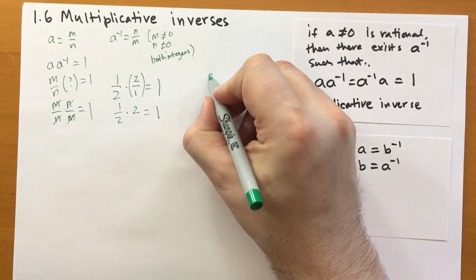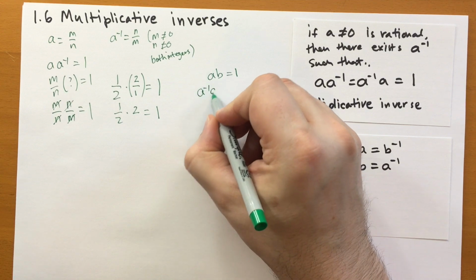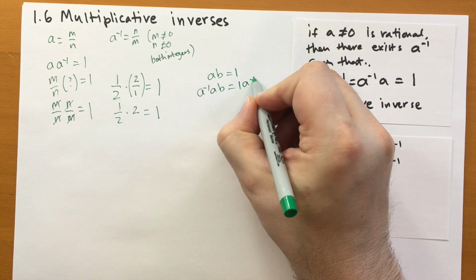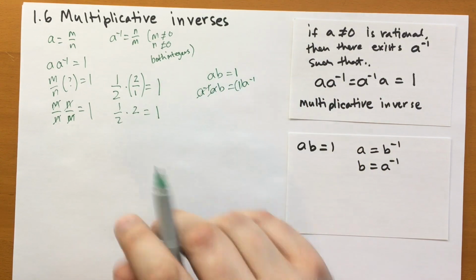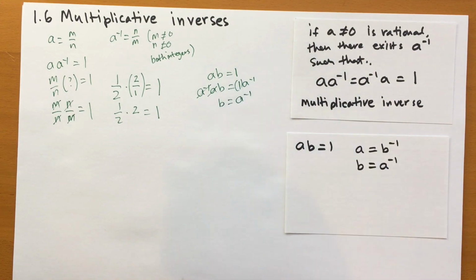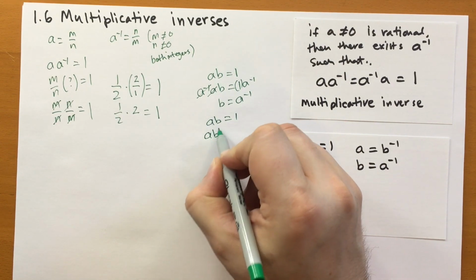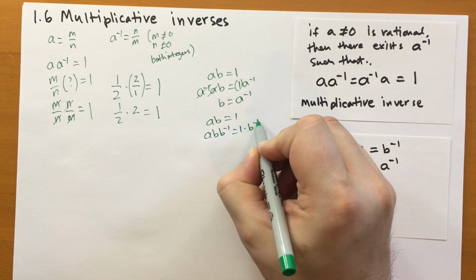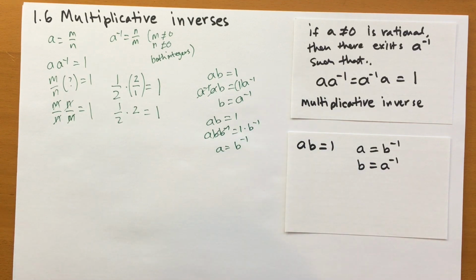So if we start with ab equals 1, and we multiply both sides by a to the minus 1, let's say. Then we end up with 1 times that. So then these two cancel and become 1 by definition, right? So we get b is equal to a to the minus 1. And by the same token, if we start with ab equals 1 and we multiply both sides by b to the minus 1, then these two cancel and become 1, so we get a equals b to the minus 1. Fairly trivial to prove. It relies on us multiplying both sides by a number.